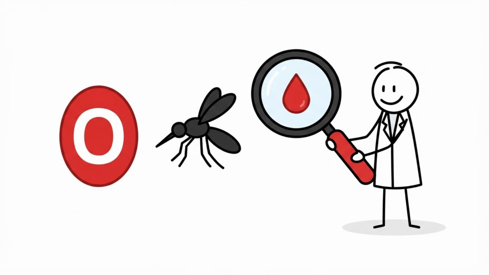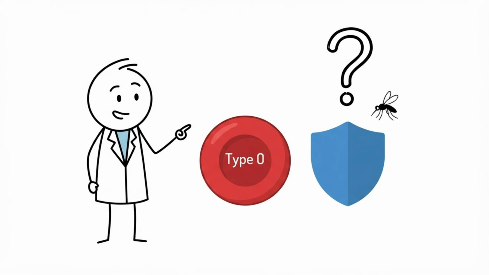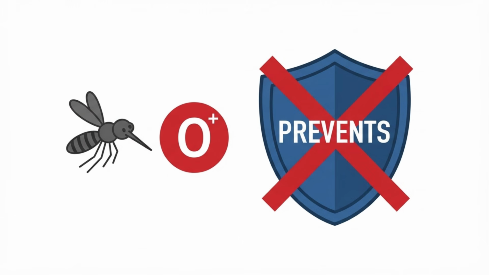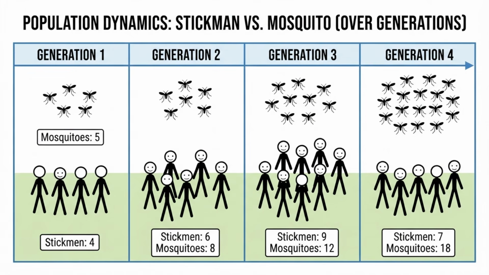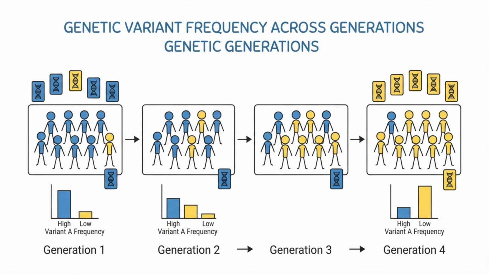The relationship is especially interesting for type O. Several studies suggest type O can provide some protection against severe malaria. That does not mean type O prevents malaria. It does not. But a small survival difference can become enormous across thousands of generations. Imagine a population experiencing repeated malaria outbreaks. Even a tiny genetic advantage could influence which variants become common.